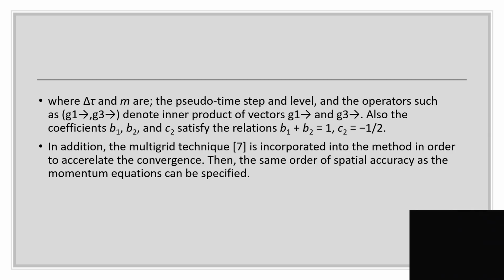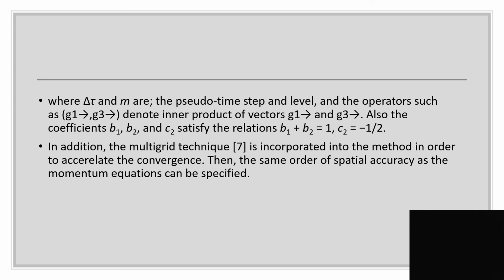Where delta t and m are the pseudo time step and the level, and the operations such as G1 bar and G3 bar denote the inner product of the vectors G1 and G3. Also the coefficients B1, B2 and C2 satisfy the relations B1 plus B2 equals 1, C2 equals minus 1 by 2. In addition, the multigrid technique is incorporated into the method in order to accelerate convergence.